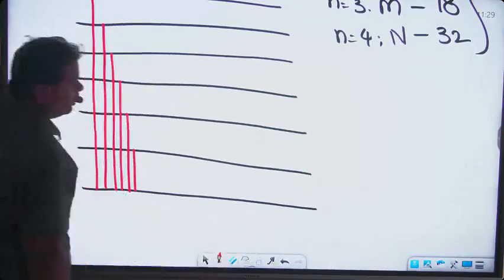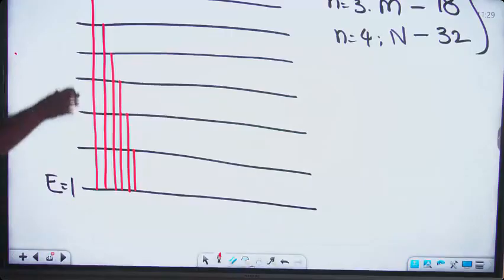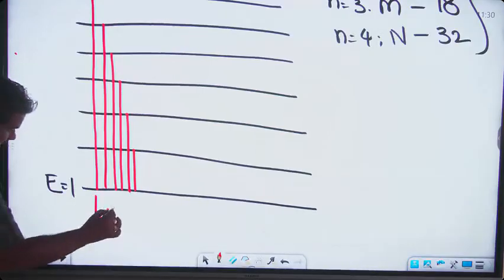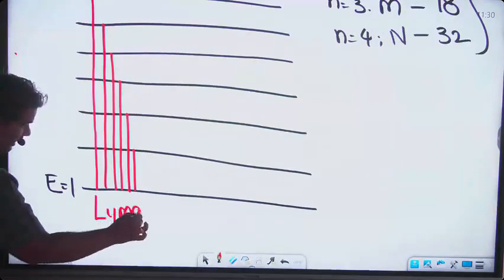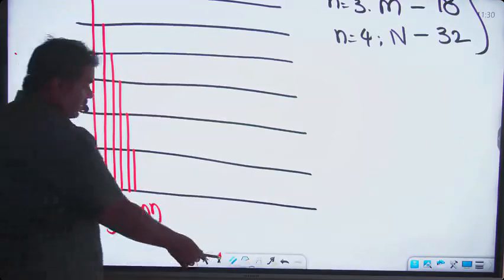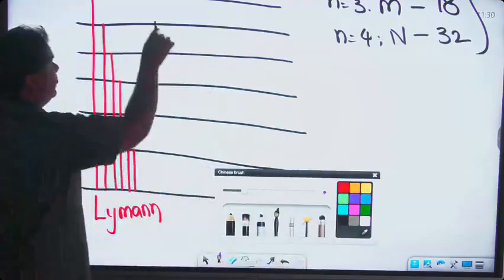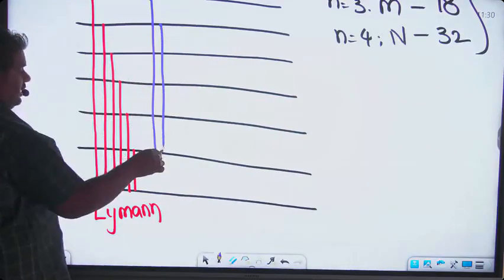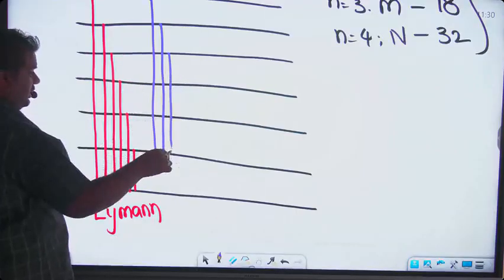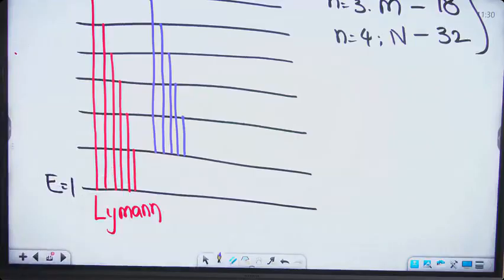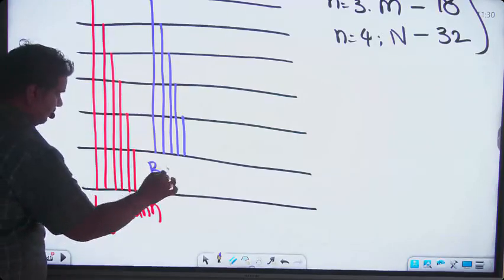So whenever the electrons are moving from a higher energy level to the first energy level, the splitting of spectral lines is known as the Lyman series. Suppose the electrons are moving from a higher energy level to the second energy level, E7 to E2, or E6 to E2, or E4 to E2, and then E3 to E2. Now this is known as the Balmer series.